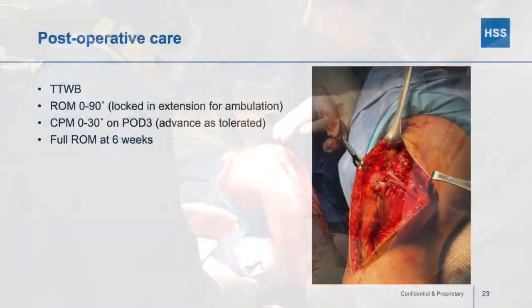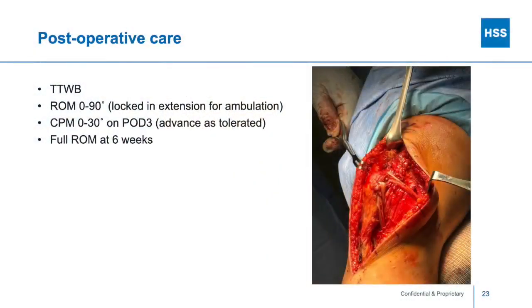Dependent on concomitant procedures, patients are typically made toe-touch weight bearing after surgery, with range of motion from 0 to 90 degrees, locked in extension for ambulation. A continuous passive motion machine, starting at 0 to 30 degrees, is initiated on postoperative day 3. Advancing range of motion is tolerated, with a goal of full range of motion 6 weeks after surgery.